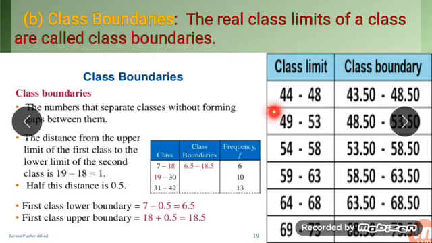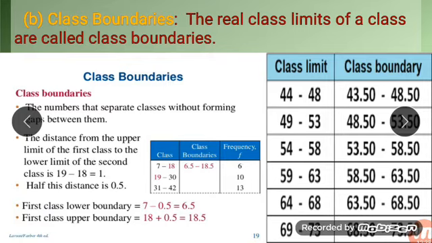So here we can see that if we subtract 0.5 from 44, we'll get 43.5, and if we add 0.5 here, we'll get 48.5. Similarly, if we subtract 0.5 from 49, we'll get 48.5, and so on. So here we have the classes now without gaps. We can record any value with a decimal also here, like 48.5 can be recorded.